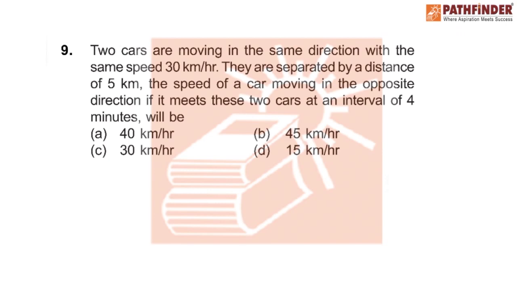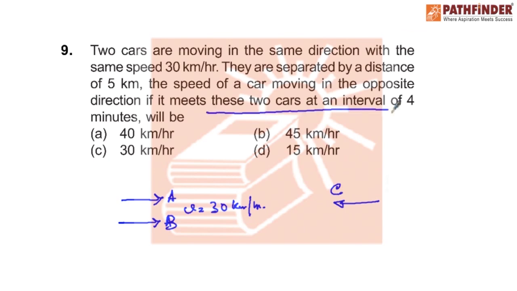Now here we have a problem on relative velocity. You see, there are two cars, say A and B. They are moving in the same direction, and they have the same velocity, both of them 30 km per hour. And then they are approached by a second car C, and they meet these two cars at an interval of 4 minutes. So these two cars are not moving side by side, but like this. Say A and B are moving like this, and they are separated by a distance of 5 km.